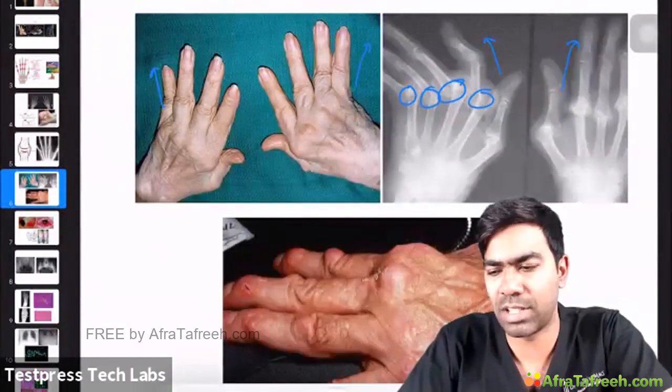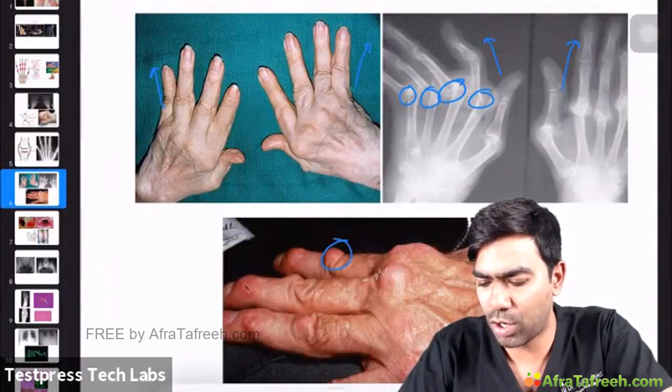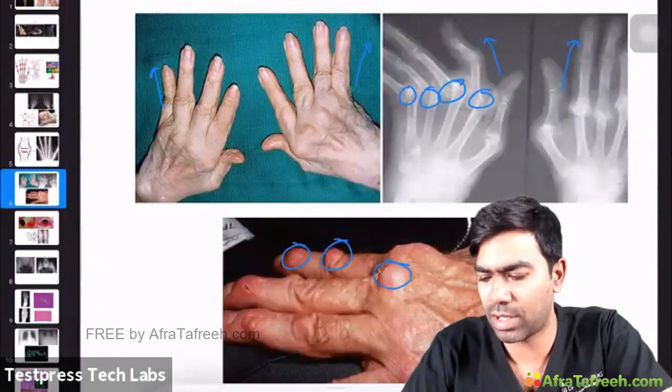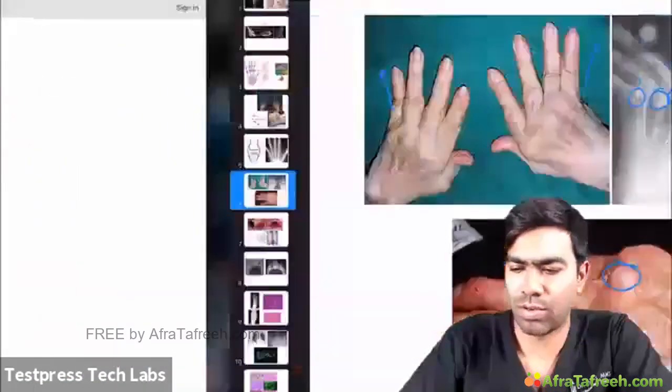And this is a bad sign. This is a very bad hand actually. And that's one of the very important deformities. And this image shows the rheumatoid nodules, which we'll be discussing in some time. One of the important extra-articular manifestations of rheumatoid arthritis is nothing but a rheumatoid nodule.